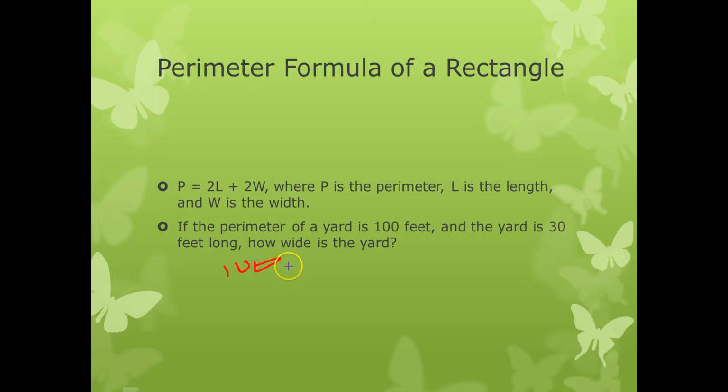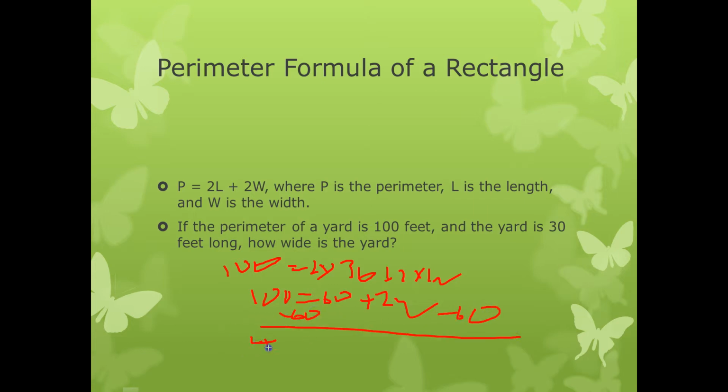So they give us the perimeter, which is 100, and the perimeter is equal to 2 times the length, which is 30, plus 2 times the width. So let's start off by multiplying 2 times 30, which is 60. So 100 is equal to 60 plus 2W. You want to get 60 to the left side, so we subtract 60 from both sides. So we get 40 is equal to 2 times W. Divide both sides by 2, and we get W is equal to the width of the yard is equal to 20 feet.